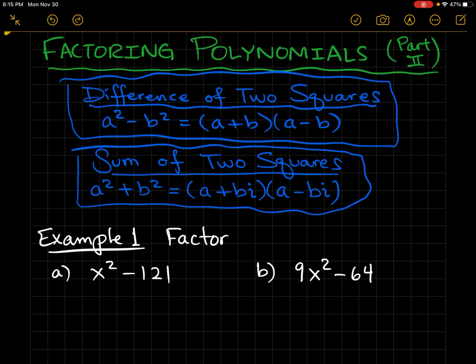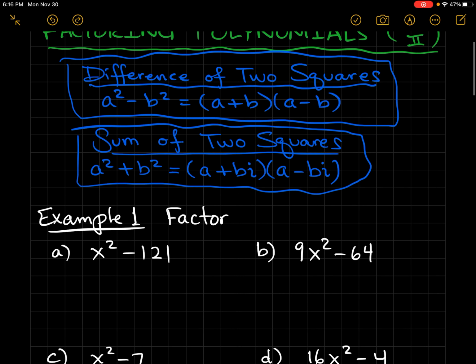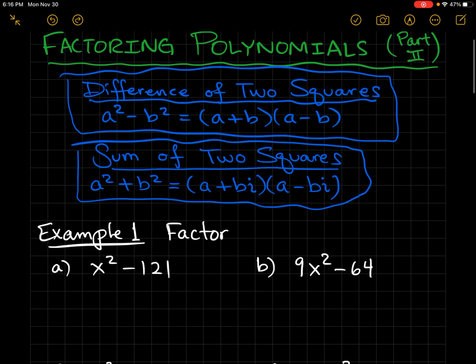Okay, anyway, let's go ahead and get into our lesson. Remember, we already learned the difference of two squares. For a squared minus b squared, that's a plus b times a minus b. Now I'd like for you to consider what happens if there's a plus sign here. Okay, and we get a plus bi times a minus bi.